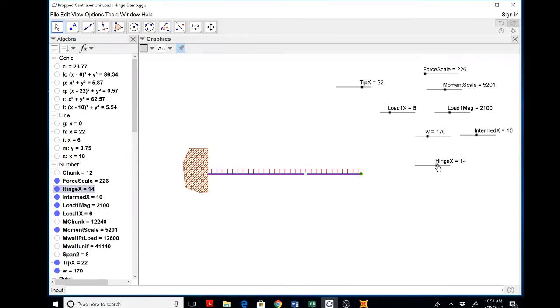So it's just the difference between these two numbers. The upwards reaction here has to be W times span 2 over 2. Can't be any easier. So I'm going to call that R right: W times span 2 over 2. Okay, W times span 2 over 2.